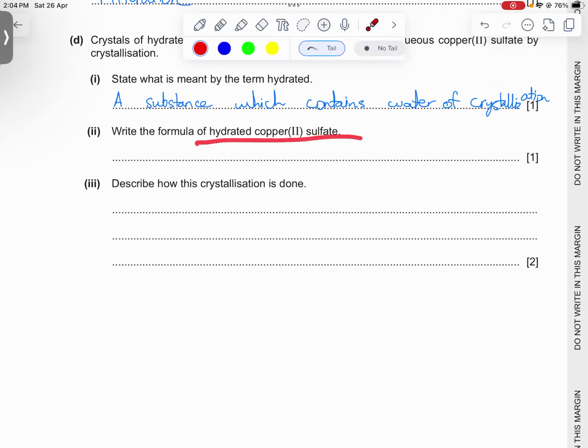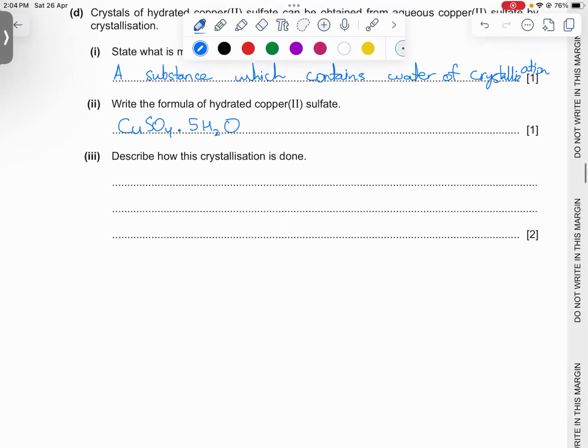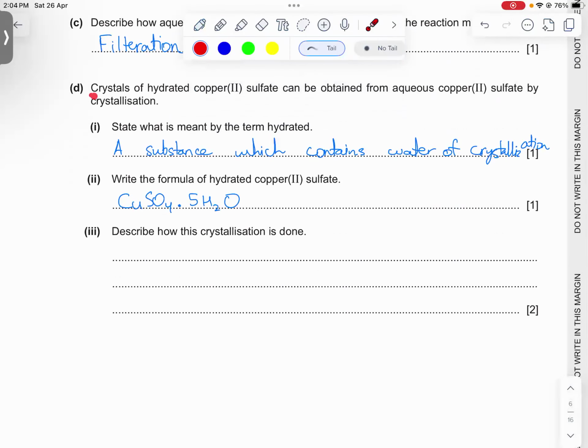Write the formula of hydrated copper 2 sulfate. So what would be the formula of hydrated copper 2 sulfate? It is very famous, CuSO4.5H2O. Copper 2 sulfate has 5 molecules of water stuck to it always. Okay? Describe how this crystallization is done. How do we do crystallization?